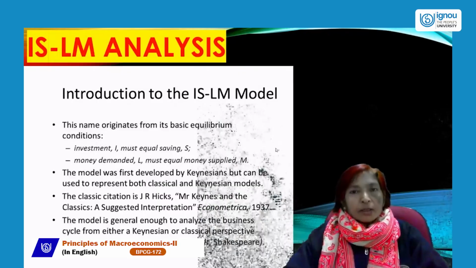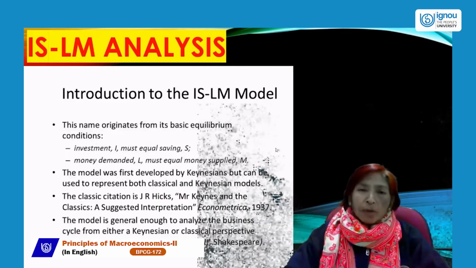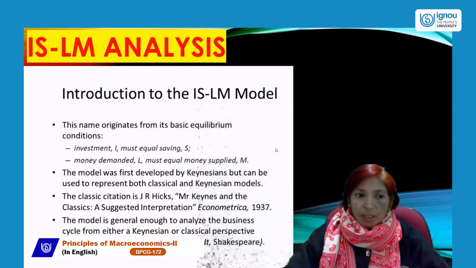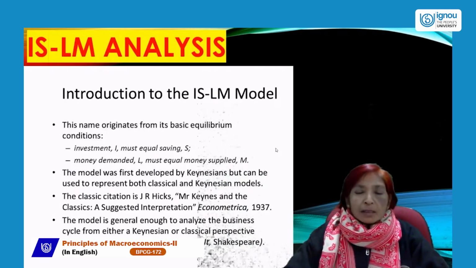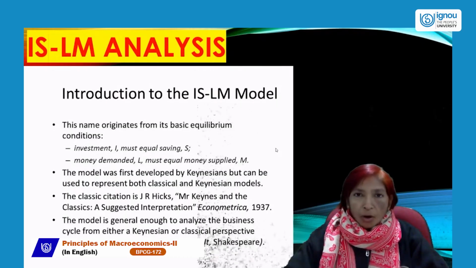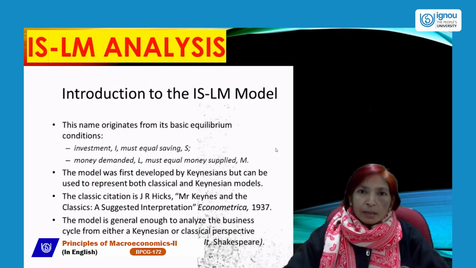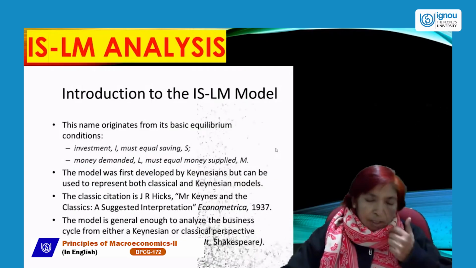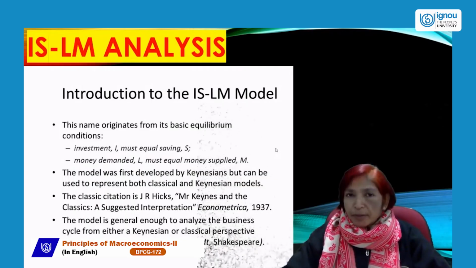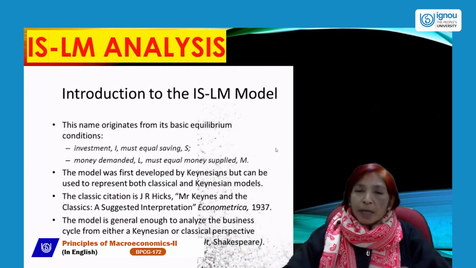IS represents goods market equilibrium and LM represents money market equilibrium. I means investment and S means savings. L means liquidity preference or money demand. You know that money is a very liquid form of asset. So L represents liquidity preference or money demand, and M means money supply.